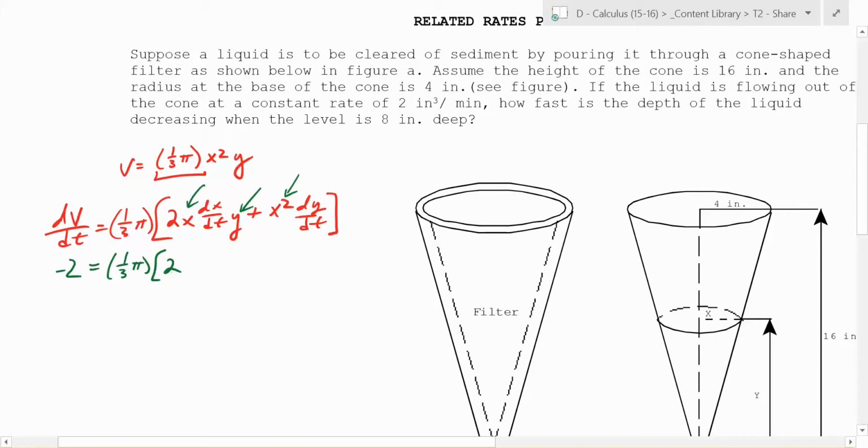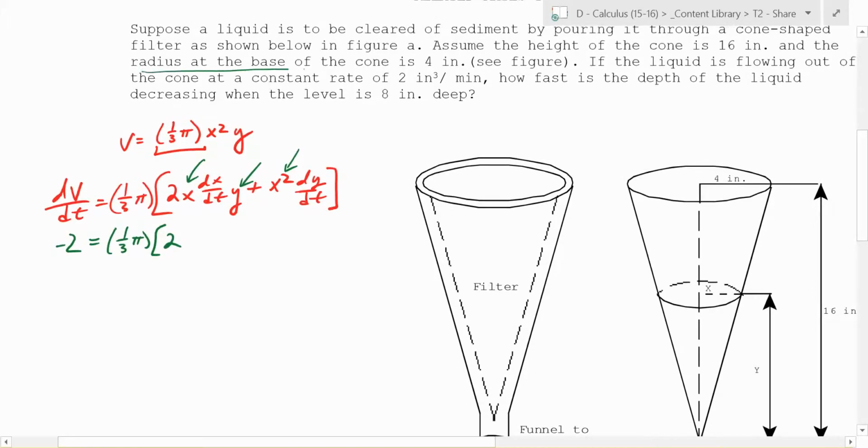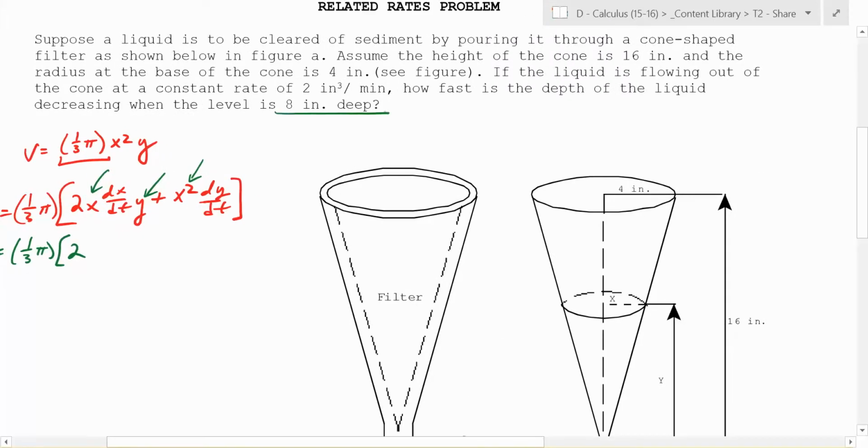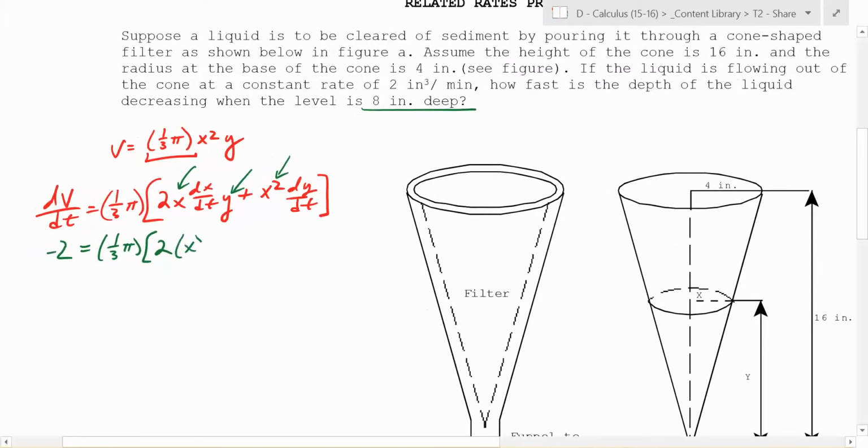When the base of the cone and the radius of the cone is what? Oh, 4. Oh, that's the original cone, right? So it's when y is 8, so you plug in 8 for y. We'll keep the x there, dx dt. And what's y? 8 plus x squared dy dt.